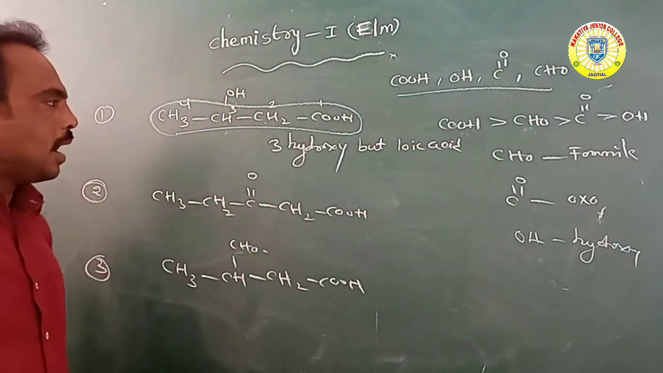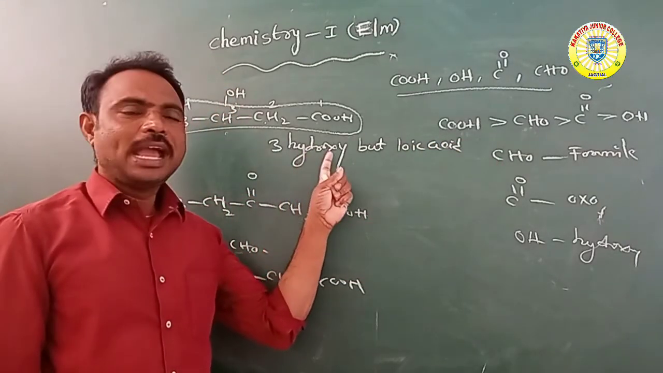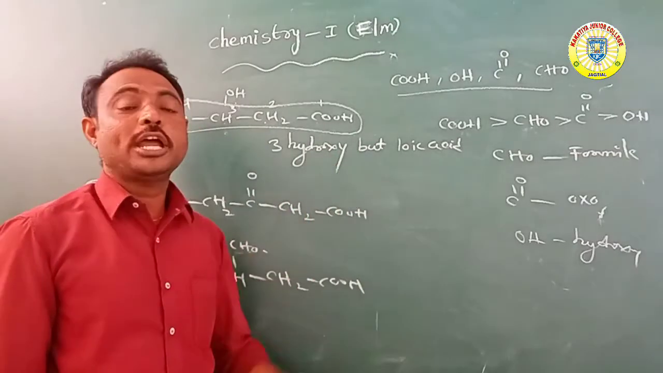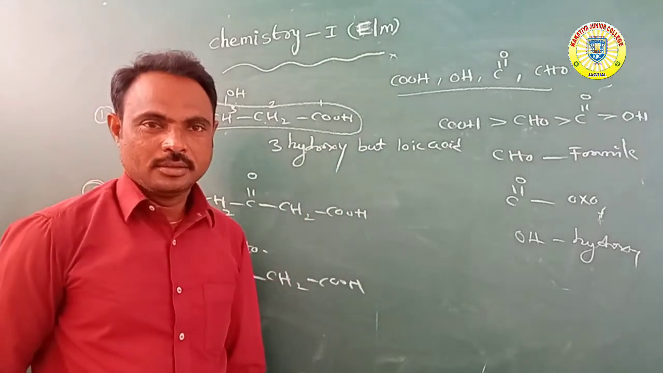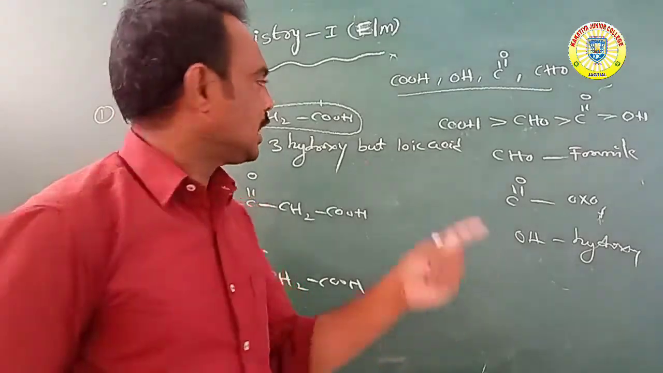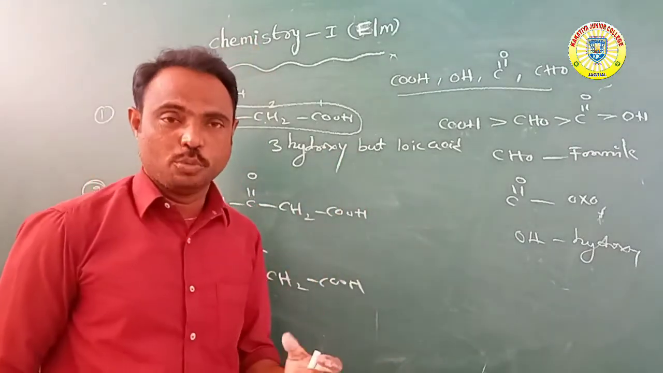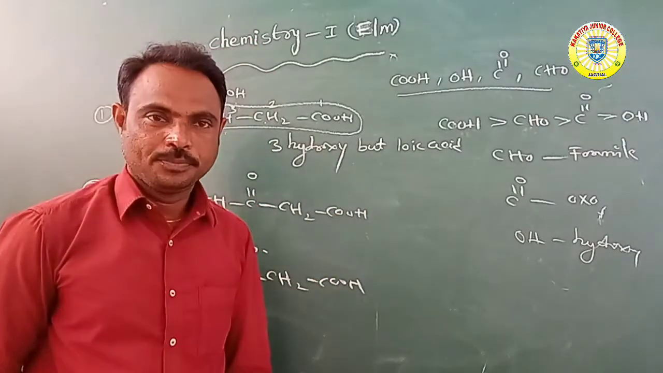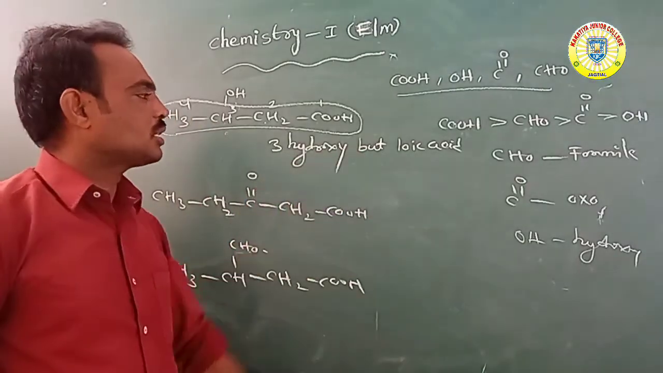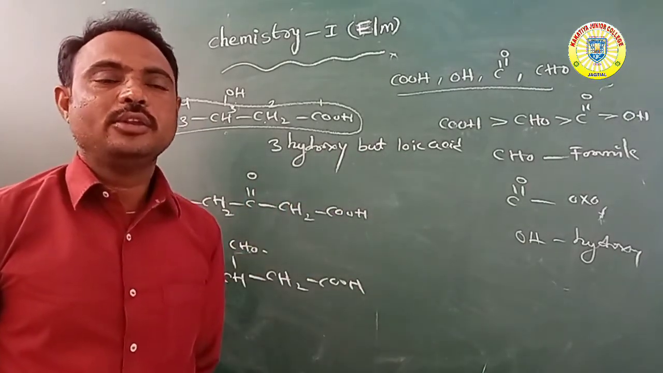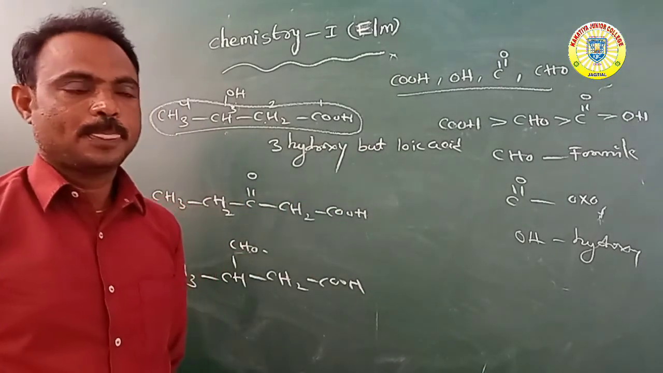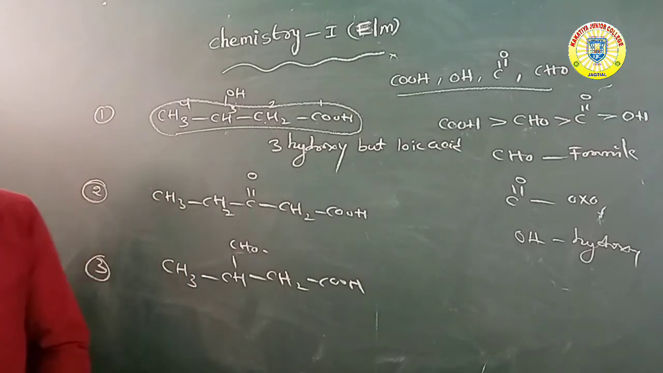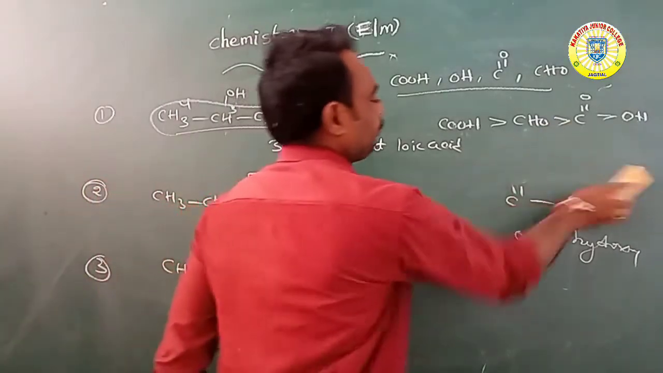Or another name: 3-hydroxybutanoic acid. Okay, so in butanoic acid, the third carbon contains an OH group, the hydroxy group. So 3-hydroxybutanoic acid.